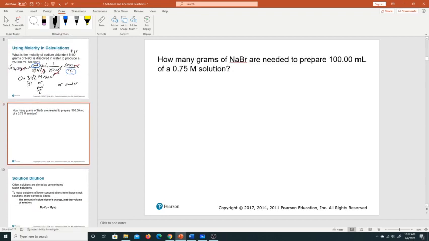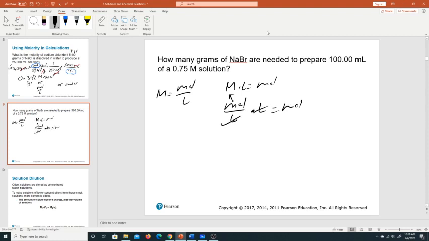The next one: how many grams of sodium bromide are needed to prepare 100 milliliters of 0.75 molar solution? So recall the molarity is equal to moles per liter. If you multiply both sides by liters, you get molarity times liters gives us moles. Remember, molarity, capital M, means moles per liter. Multiply that by liters, and notice liters cancel out, that gives us moles. So we're going to multiply volume times the molarity to get moles, then use the molecular weight of sodium bromide to find the number of grams.